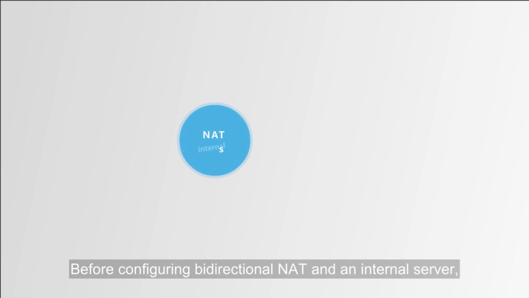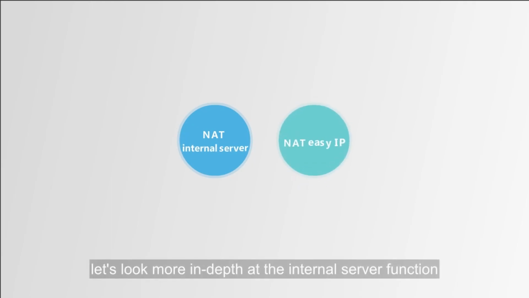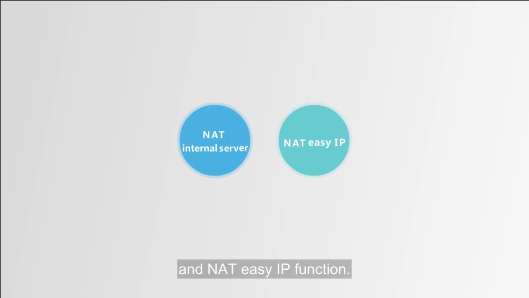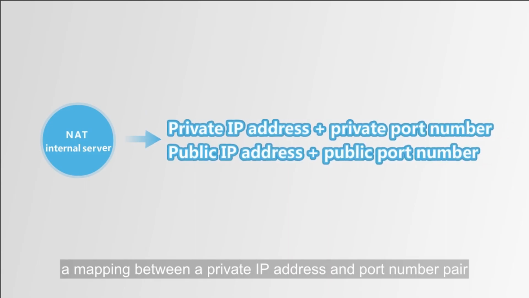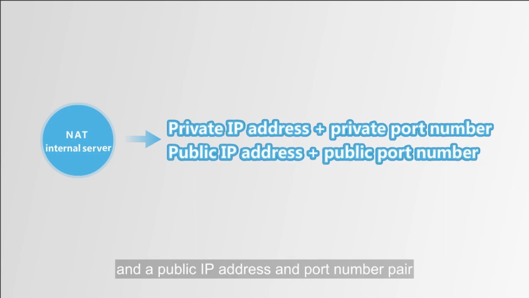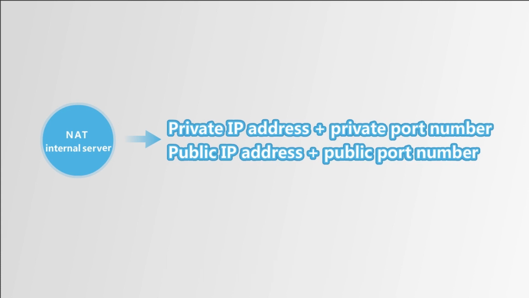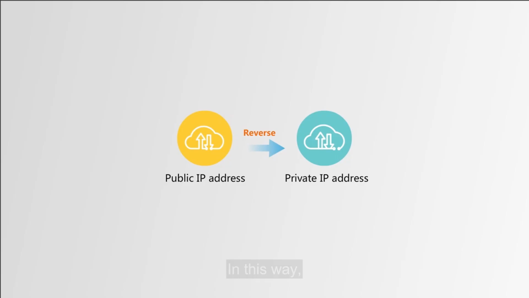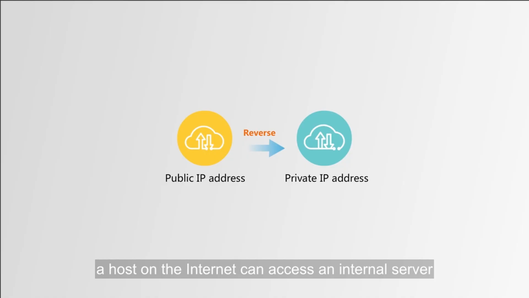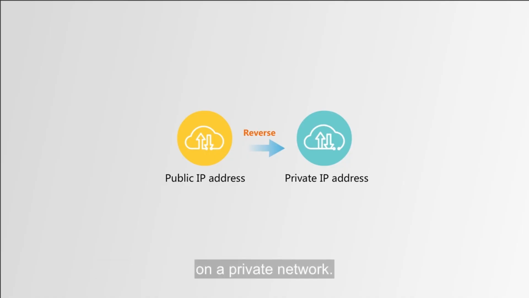Before configuring bidirectional NAT and an internal server, let's look more in depth at the internal server function and NAT easy IP function. With the internal server function, a mapping between a private IP address and port number pair and a public IP address and port number pair is configured on a NAT device. A public IP address is converted to a private IP address. In this way, a host on the Internet can access an internal server on a private network.